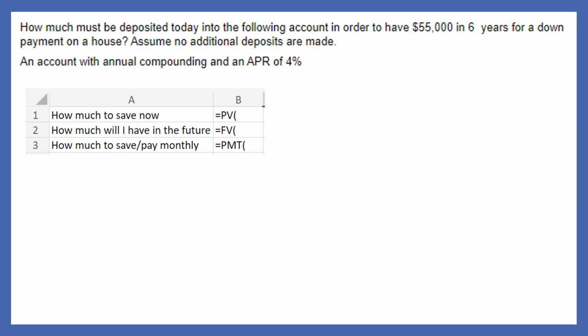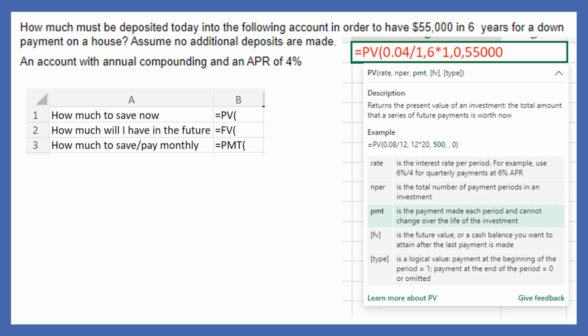What we want is how much should they save now. So we're going to use the PV function. So we're going to type equals PV and then open parentheses, and then we're going to work our way through each one. We can put the interest rate as 4% or 0.04 as a decimal. Now, normally we have to divide that interest rate by however many times we compound per year. Like if it's monthly, divide by 12.